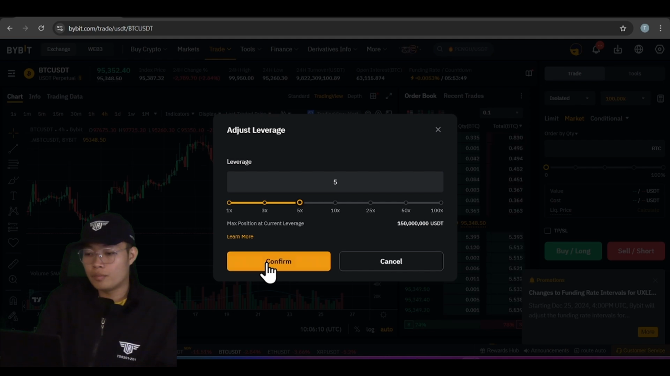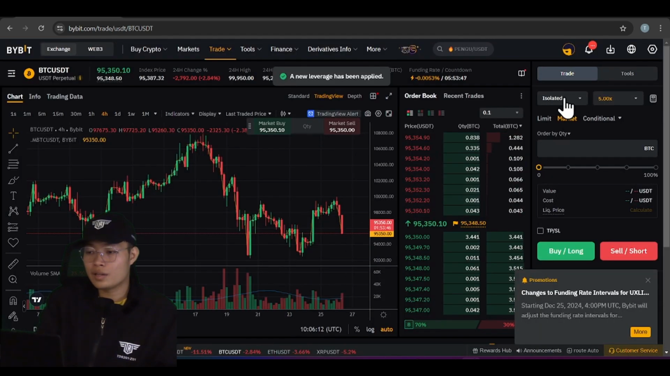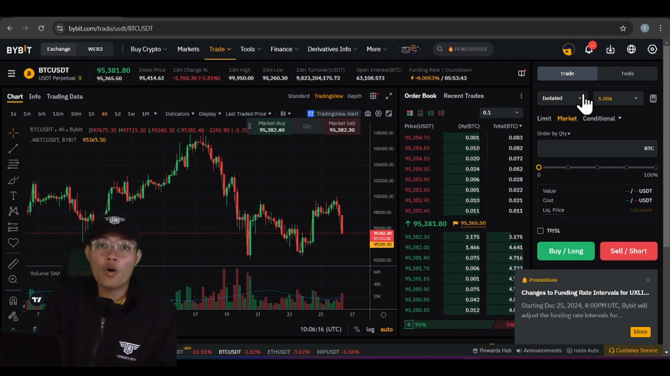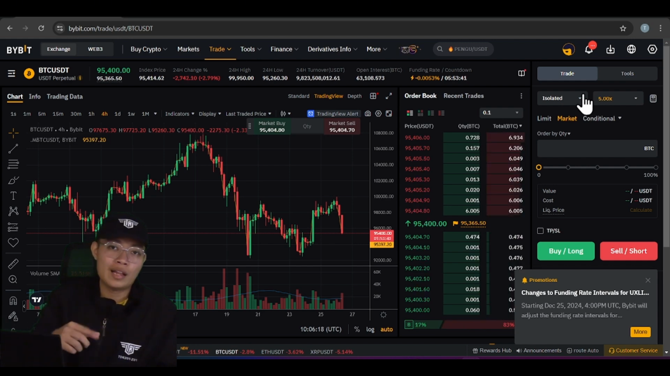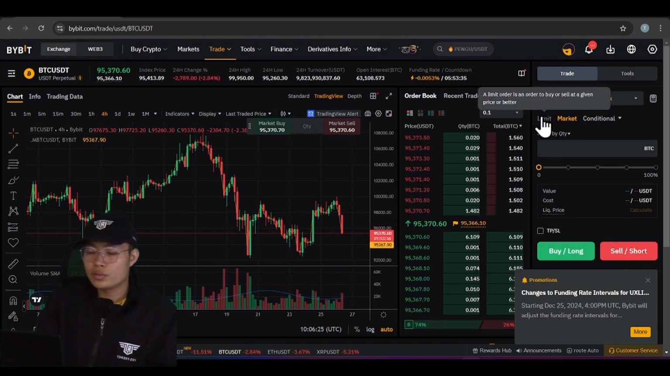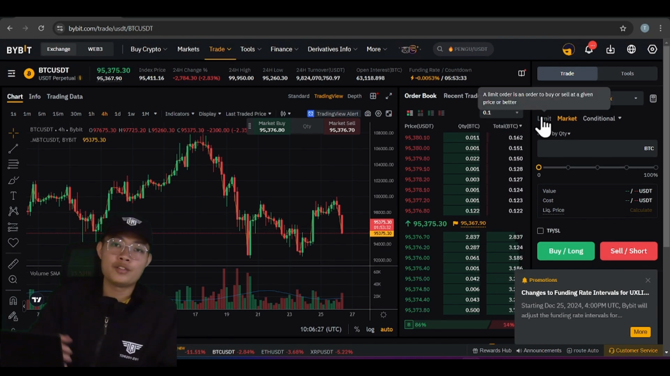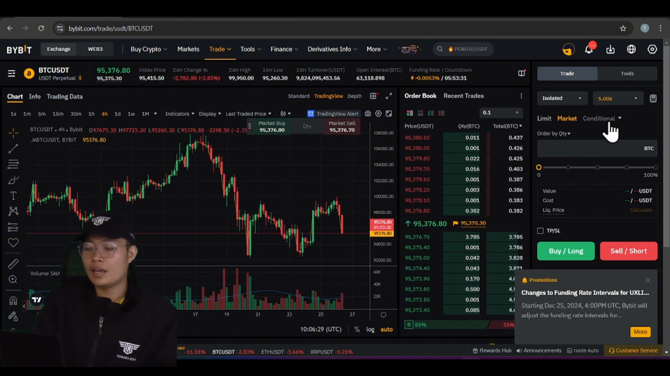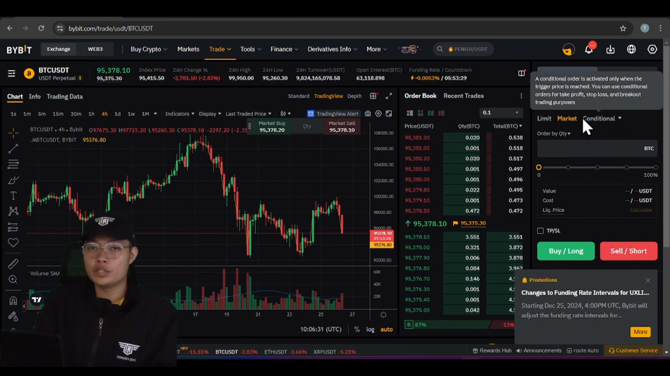I just click confirm. All right. Then once you click isolated, all your margin will be leverage 5. Underneath, you can see the same thing as I explained just now for spot, which is limit, market, and one more difference, which is conditionals.